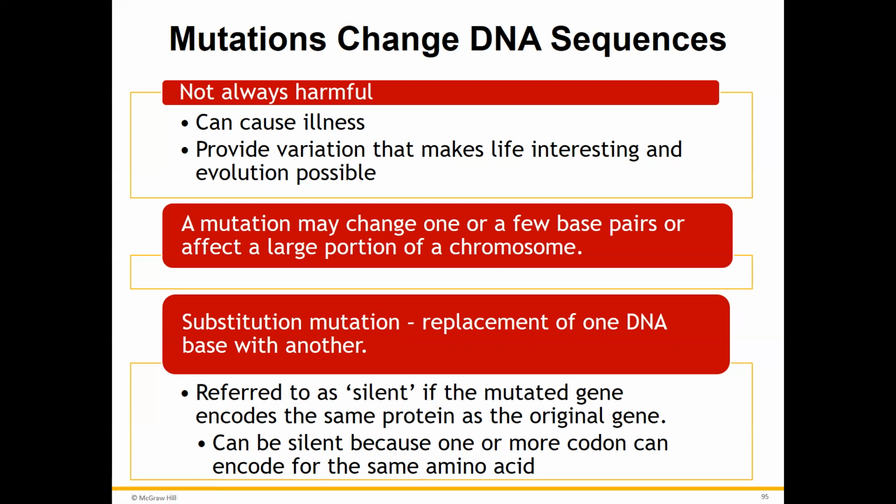It's also referred to as a point mutation, and it's simply replacing one DNA nucleotide base for another. It is a substitution. Often, these types of mutations are referred to as silent, and they're silent if the mutated gene encodes the same protein as the original gene. Why can it be silent? Because one or more codons can encode for the same amino acid.